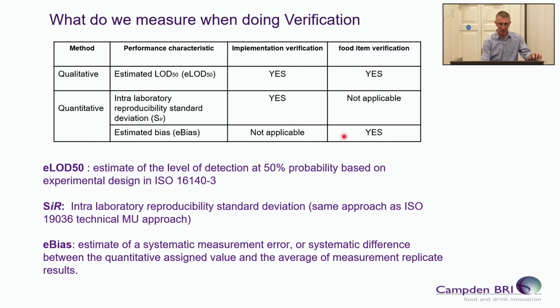When we move towards food item verification, so this is looking at verifying that you can test the range of foods that you use in your lab, we're using a characteristic called bias, the estimated bias, and that's what we'll be looking at. As it says at the bottom there, the bias is basically an estimate of the systematic measurement error, or difference between the assigned value and the average of your measurements. So the assigned value is the real value, basically, of the number of microorganisms, as opposed to the value that you get doing your test. So let's have a look in a little more detail at how you move forwards and do verification.